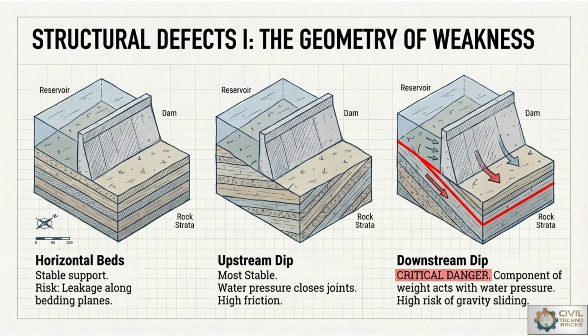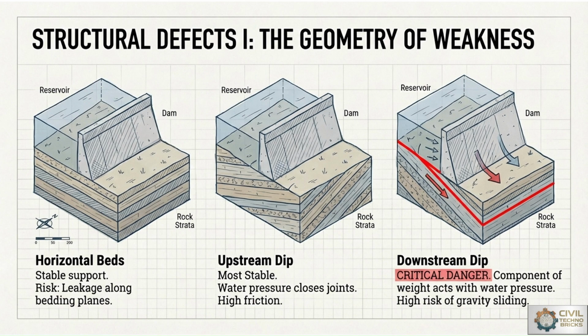At the third point, or third defect, downstream dip. Downstream dip, which is a critical danger. If the ground surface or subsurface dips downstream, then the component of weight acts with water pressure, where there is a high risk of gravity sliding. So the dam overturning effect will come into the picture.